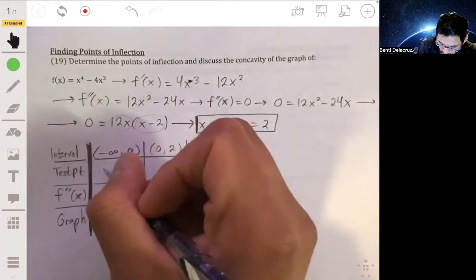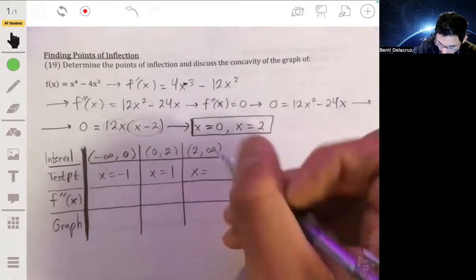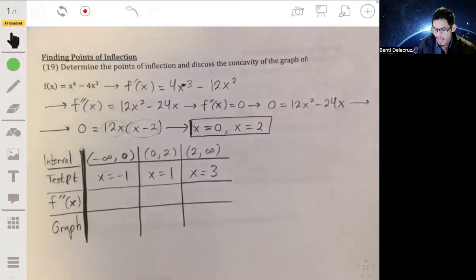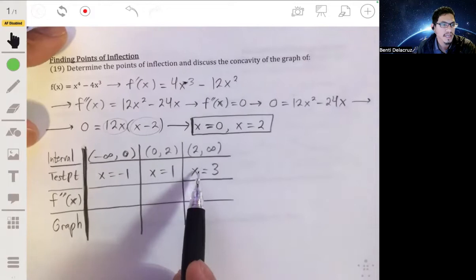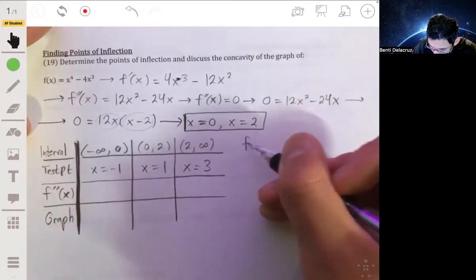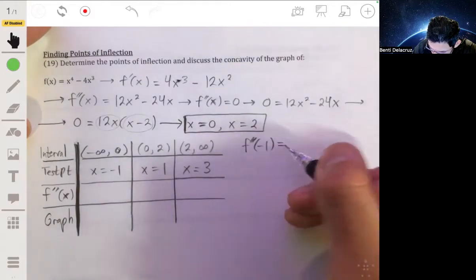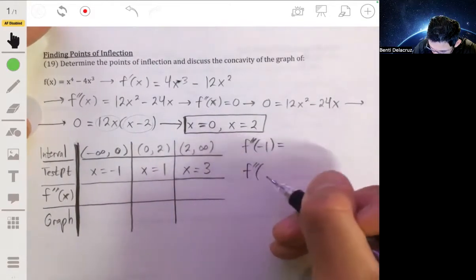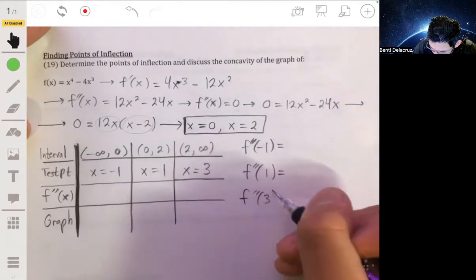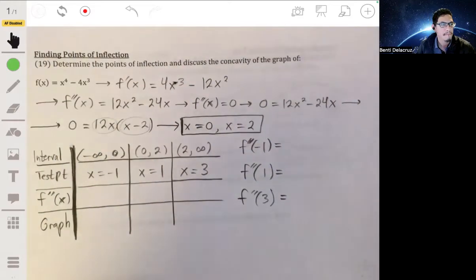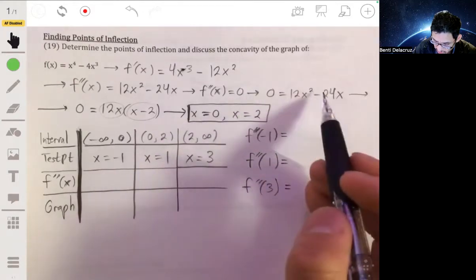So I'm going to pick x equals -1, x equals 1, and x equals 3, and evaluate the second derivative for these 3 x values. So I want to see what f double prime of -1 is, f double prime of 1, and f double prime of 3. Plug -1 into the second derivative equation here.